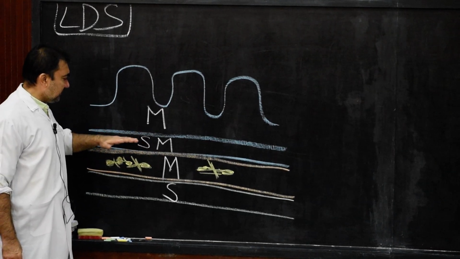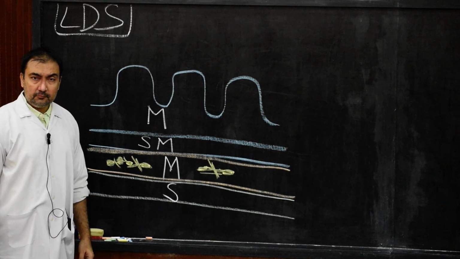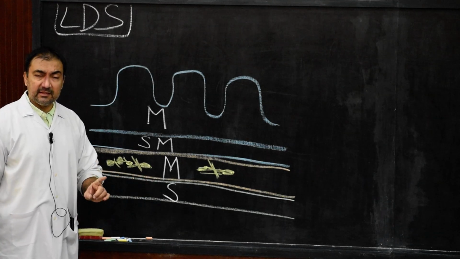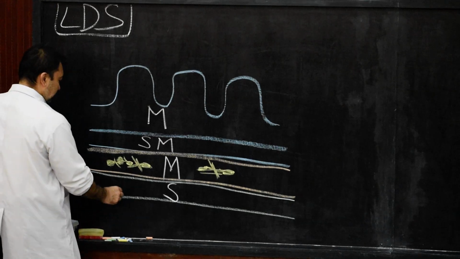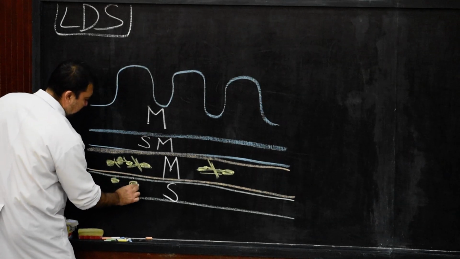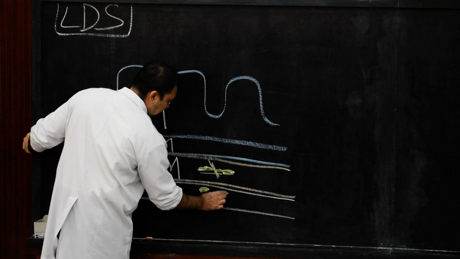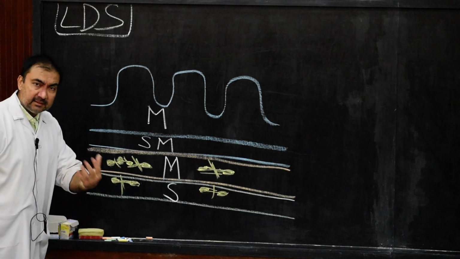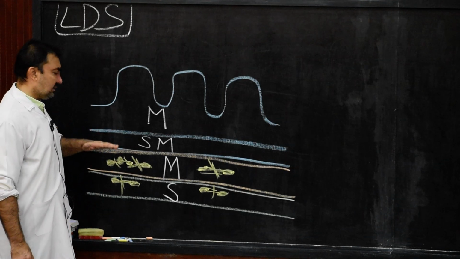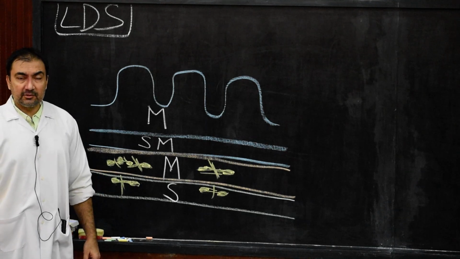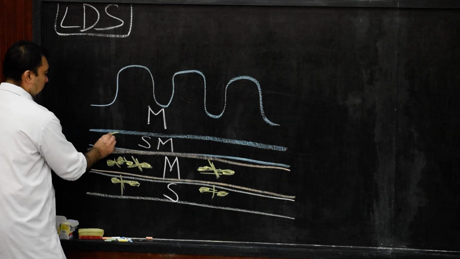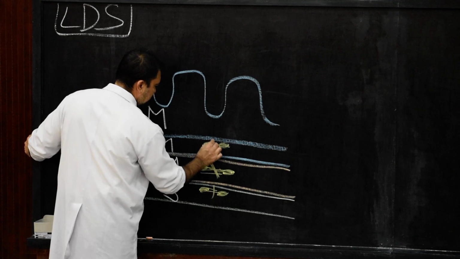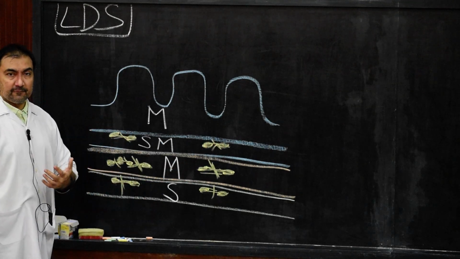Second plexus will be located just beneath the serosa. So it is called subserosal plexus. So here I will show that this will be the subserosal plexus in this way. And third lymphatic plexus will be located in the submucosa. So therefore it will be known as submucous plexus. Now remember, these are the lymphatic plexuses. This is how the lymph is drained from the stomach.